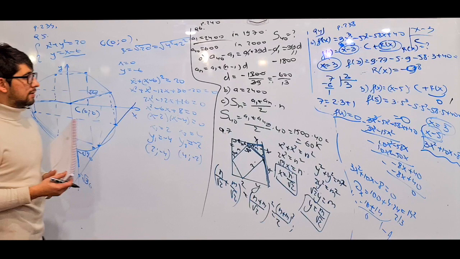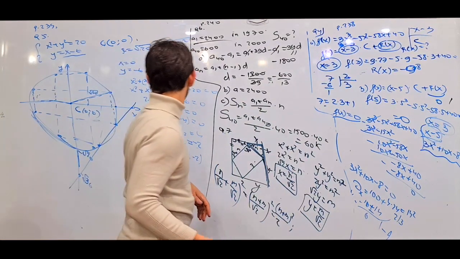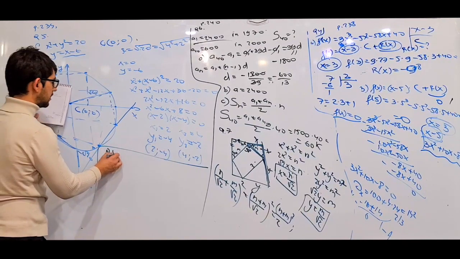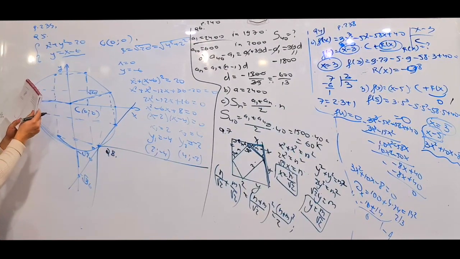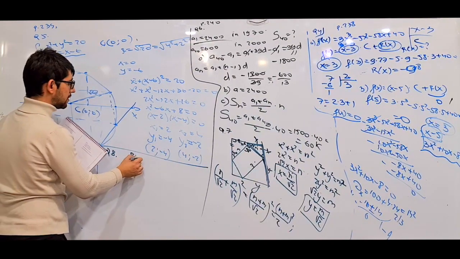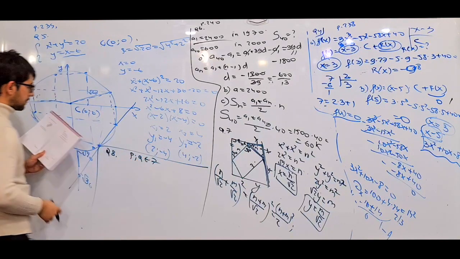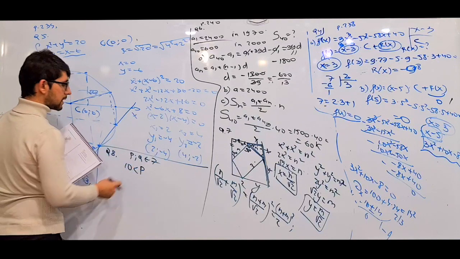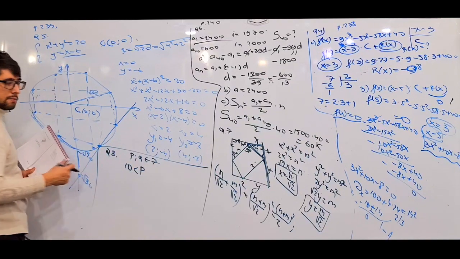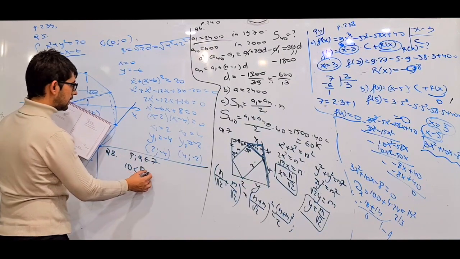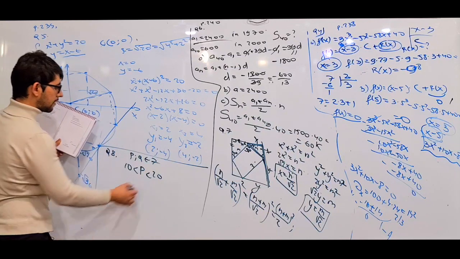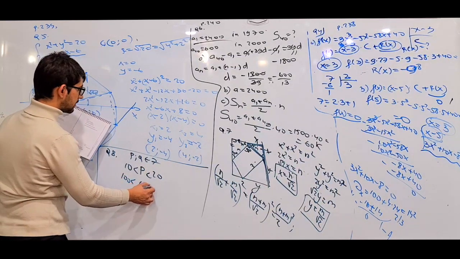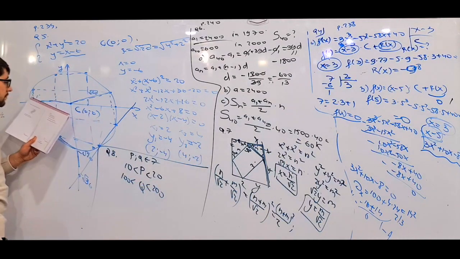So question 8 is much more logical. Let's solve it from here. Question 8. P and Q are two whole numbers. P is greater than 10, it's just saying greater than, you don't have equality, and less than 20. Q is greater than 100, but less than 200.